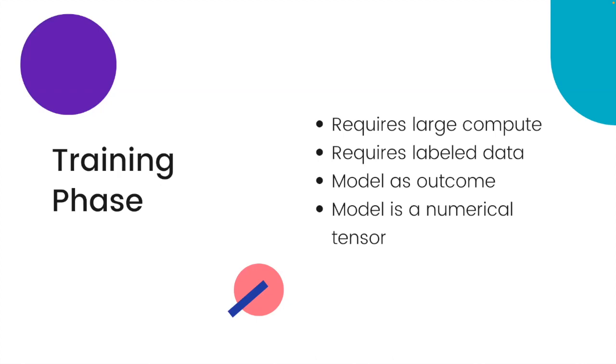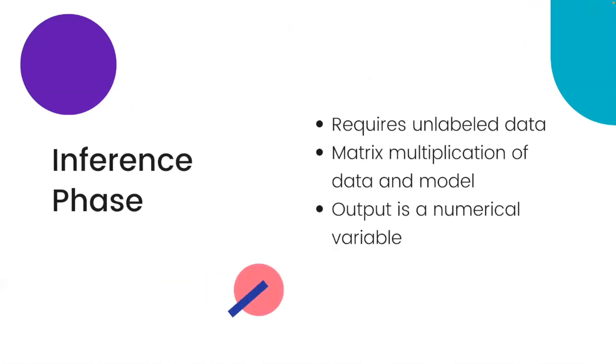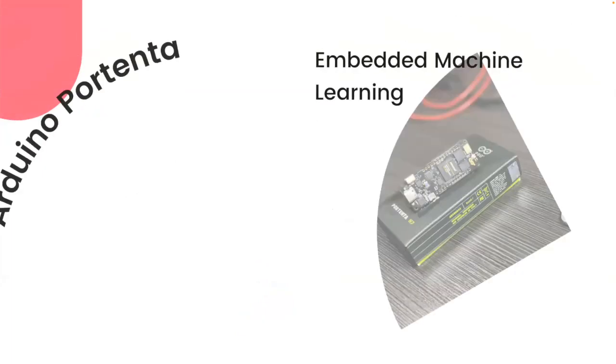Now, once you go through the training phase, at the end of it, you have a model as your outcome or your output. And that model is what you're able to use in the second phase, which is the inference phase. Now, the inference phase just requires unlabeled data. And what happens during inference is there's a matrix multiplication between your data and that model that you got from the training phase. And so the output, again, is a numerical value, because when you carry out matrix multiplication, what you get is a numerical result, an output at the end of the day. Depending on what you're dealing with, your output could be a tensor, or it could be a scalar variable.